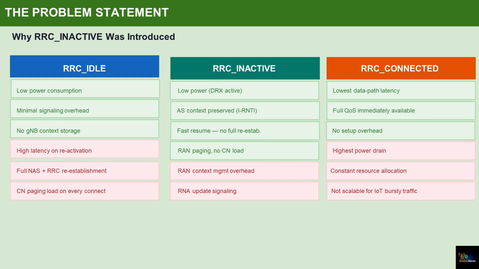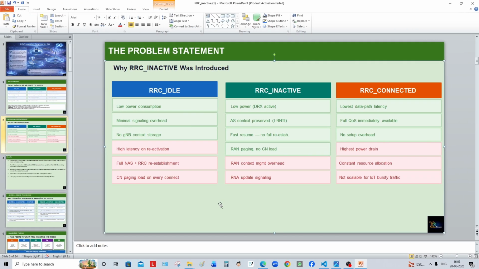Why was RRC Inactive introduced? As we know, RRC Idle has lower power consumption, minimal signaling overhead, and no gNodeB context storage. And if we talk about the negative points: high latency on reactivation, full NAS plus RRC reestablishment required, and core network paging load on every connect.